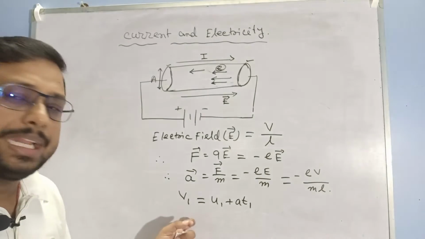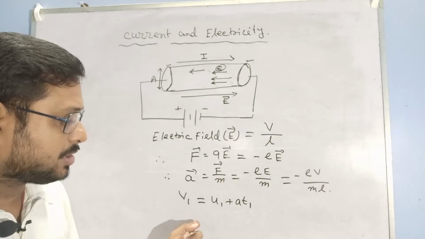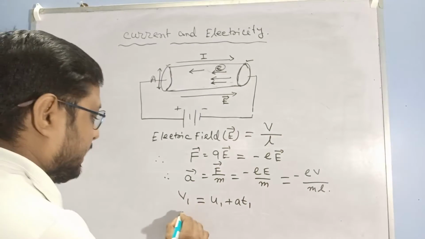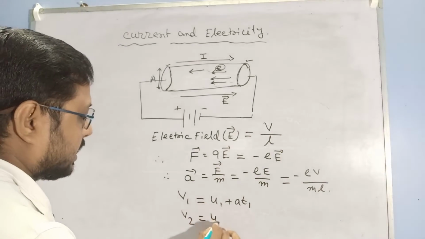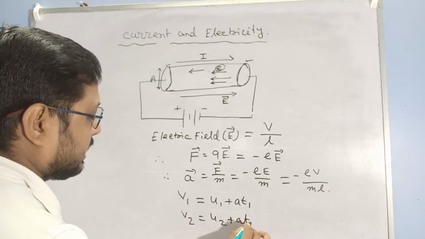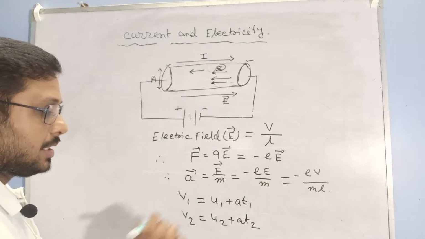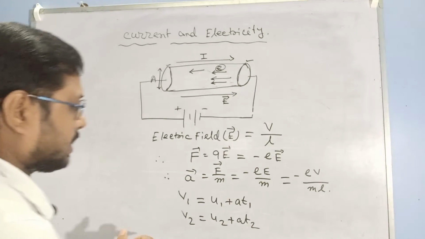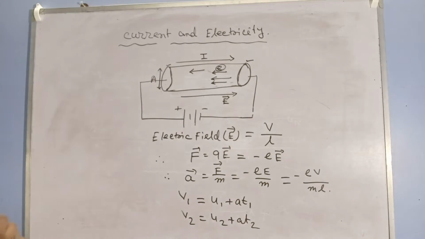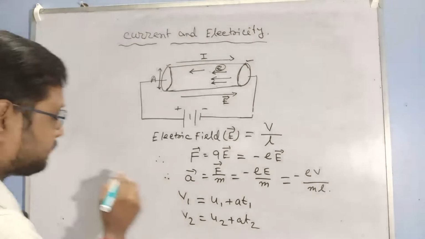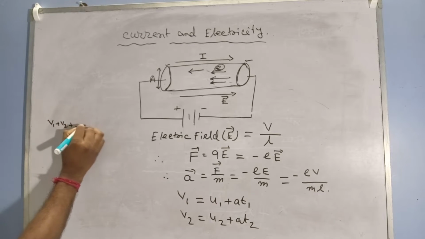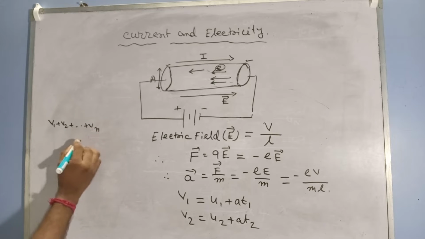Therefore, for any electron, V1, the final velocity is u1 plus a t1. Similarly, for V2, u2 plus a t2, and so on. Therefore, what can we get? If we add this V1, V2 up to Vn, what can we get?